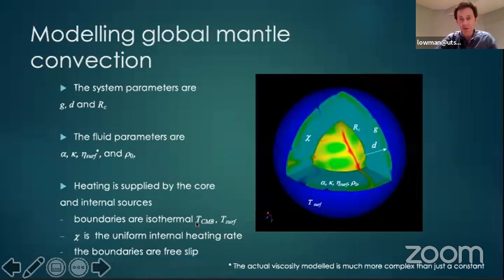Boundaries are isothermal, the temperatures marked by a core mantle boundary temperature and a surface temperature that are uniform. I remarked already that we have uniform internal heating, which we've denoted with a chi. And as far as mechanical boundaries go, the boundaries are free slip. I should note that we don't model the cooling of the planet. Accordingly, the core never cools and the radiogenic sources never deplete.